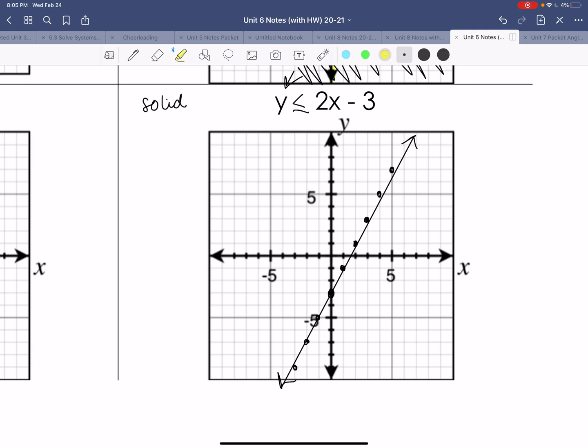And I have my lower y-axis where my y values are smaller and upper where my y value is bigger. So if y is less than, I'm going to shade below.